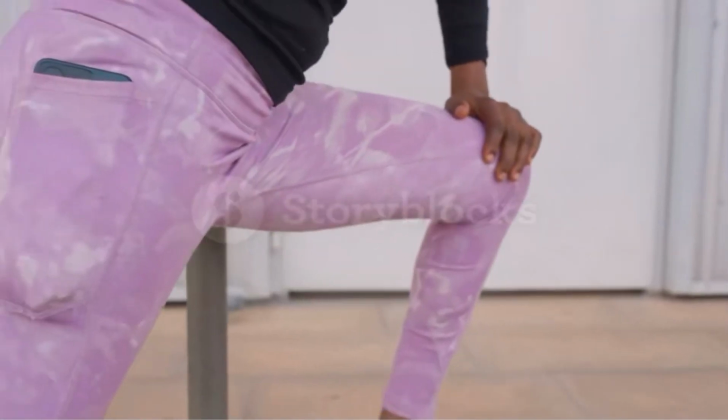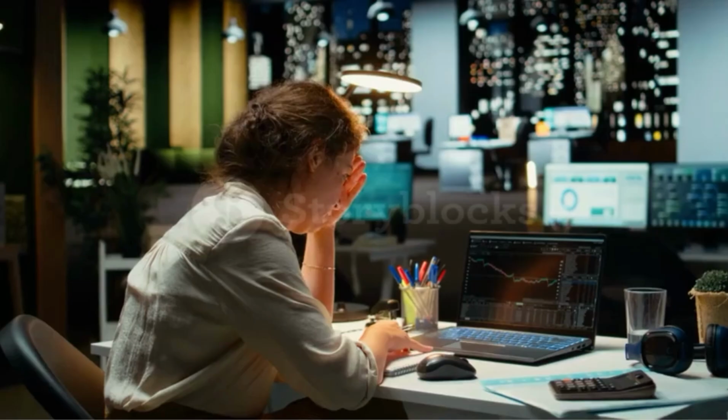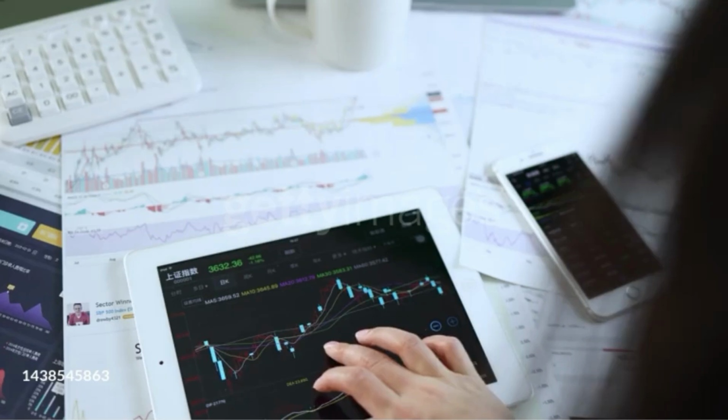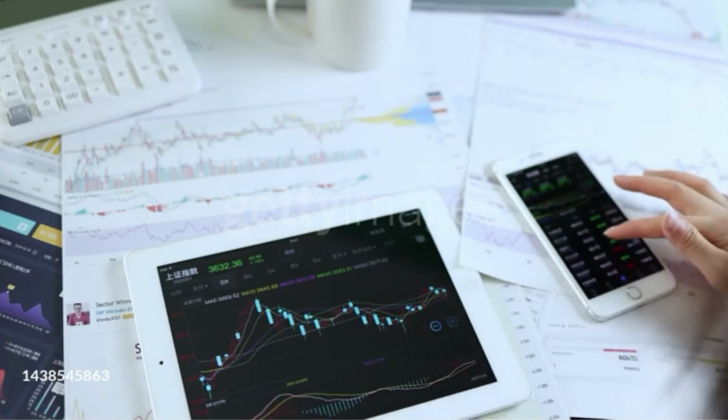Let us get started. Section 1: What is support? Let us start with support. In the simplest possible terms, a support level is a price level at which a falling stock tends to stop falling and bounce back up. Think of it like the floor of a room. When a ball falls and hits the floor, it bounces back up.